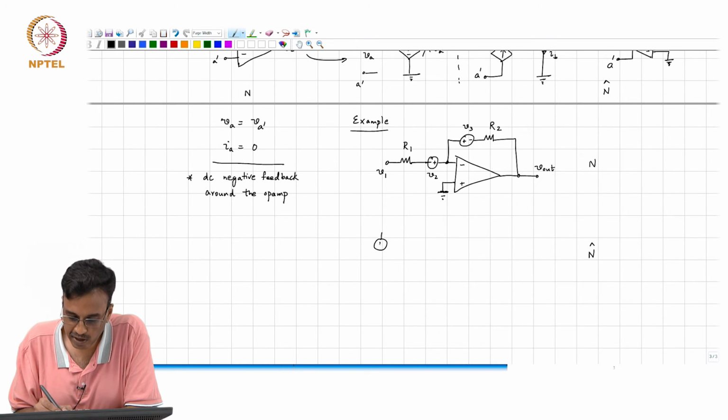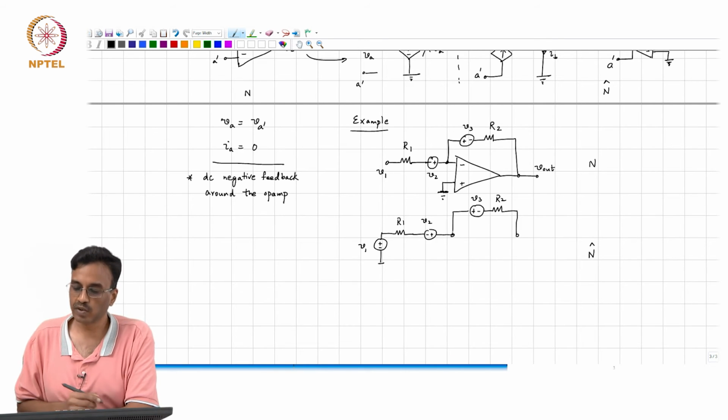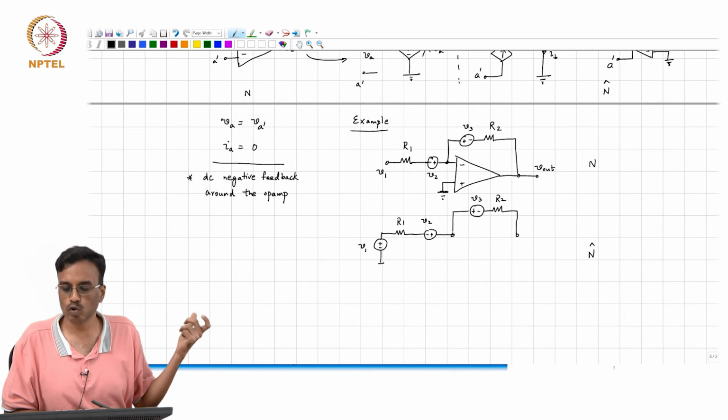So, we draw the adjoint. We have V1, which is 0. This is a voltage source, this is R1, this is V2, this is V3, this is R2. The only controlled source is the op amp. What are we supposed to do now?